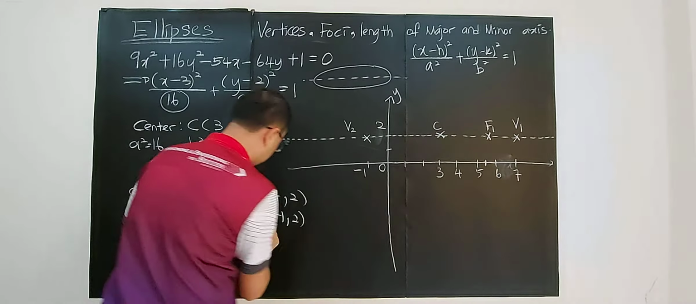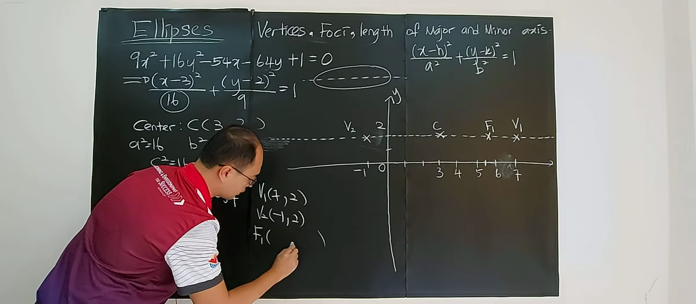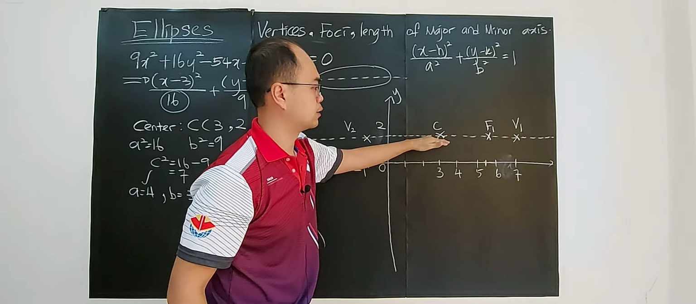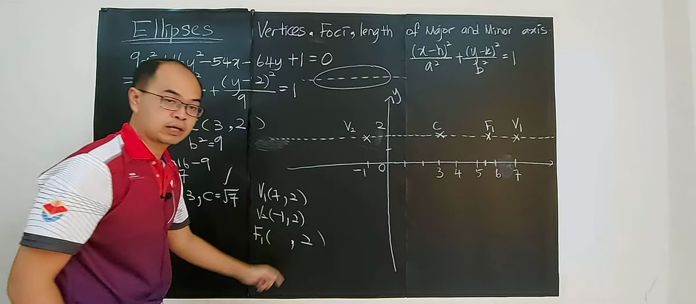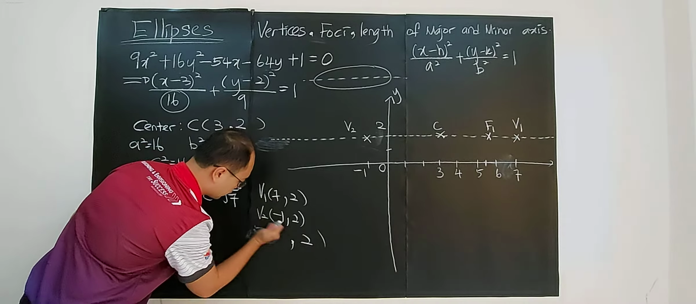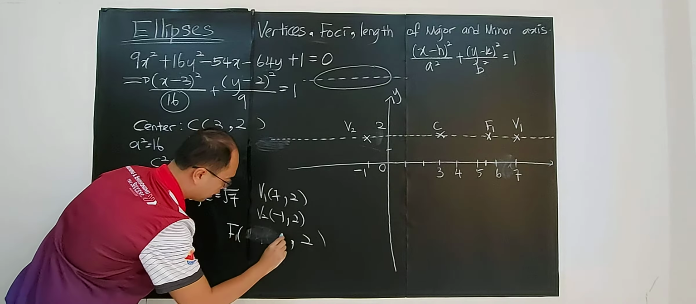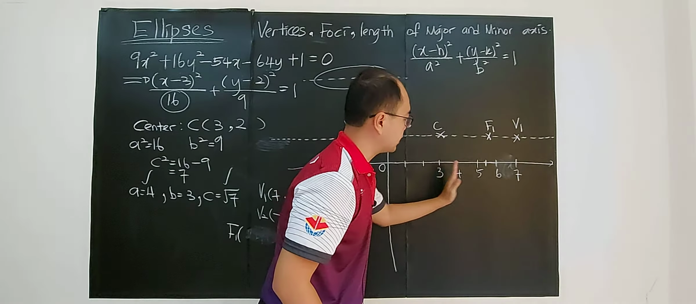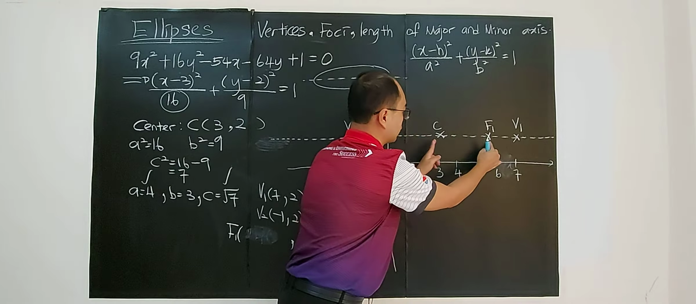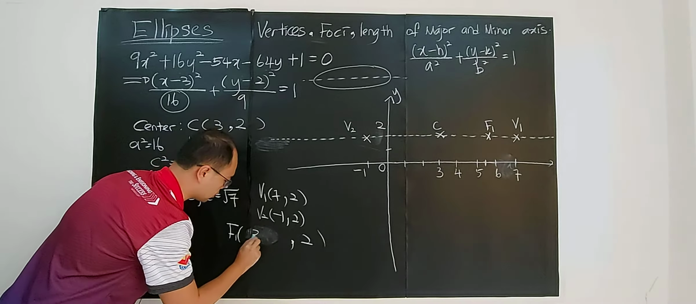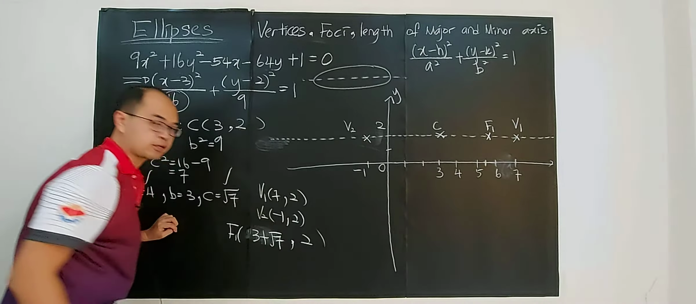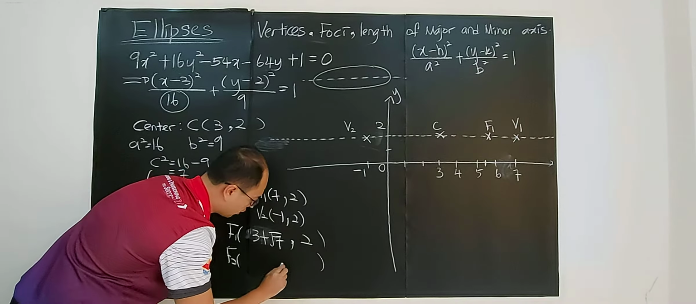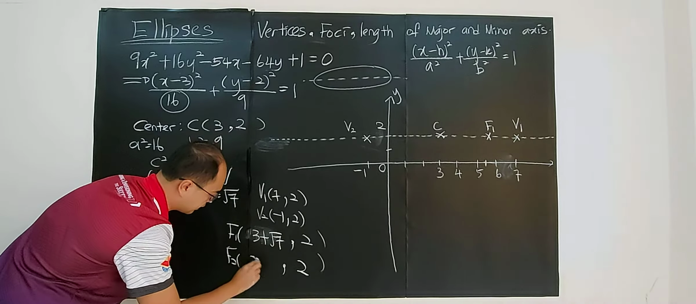But when we label it, we still write 2 for y, because the vertices, the center and the foci all have the same value of y. For the focus, we write x starting from 3, and we add square root of 7. This is the length of square root of 7. I usually write 3 plus square root of 7 to be more accurate. Never write in decimal.